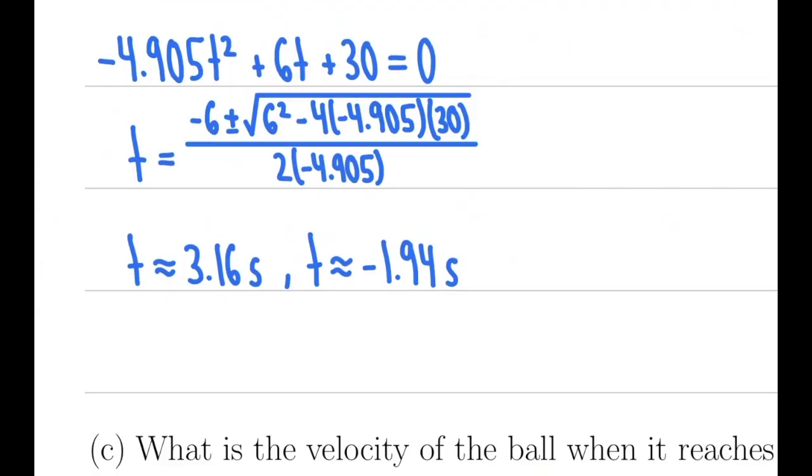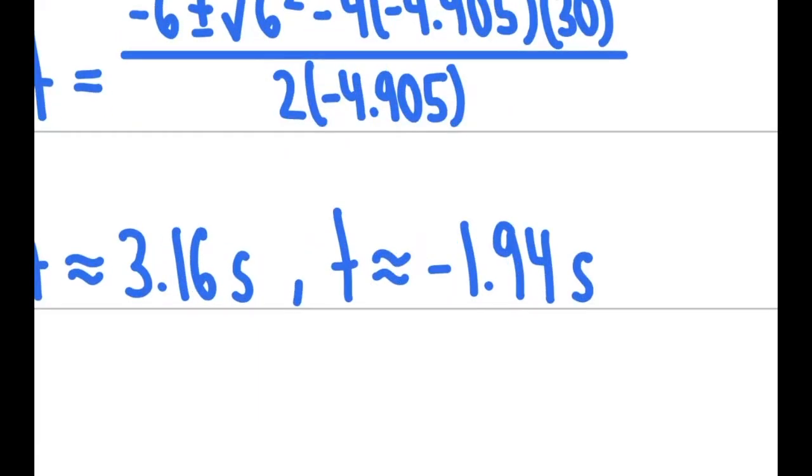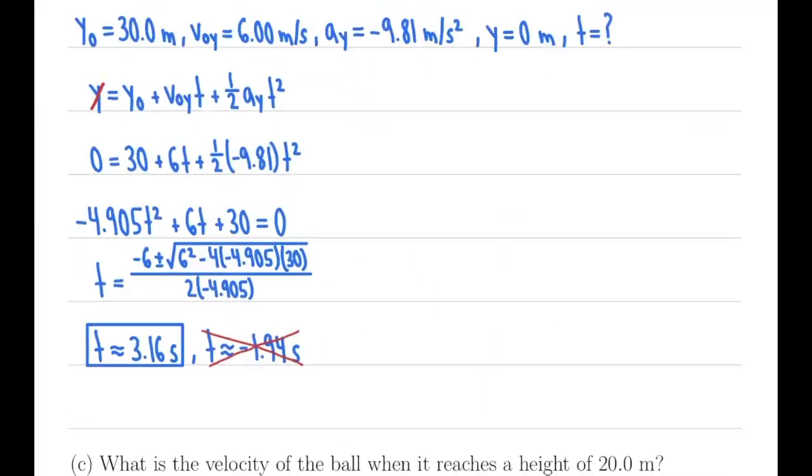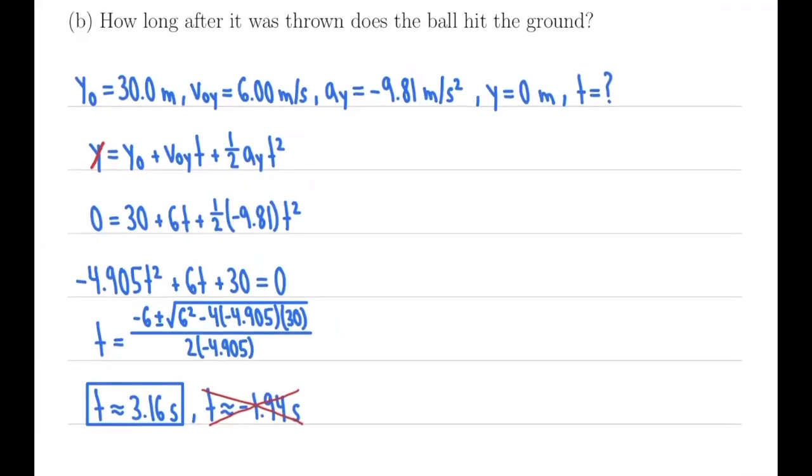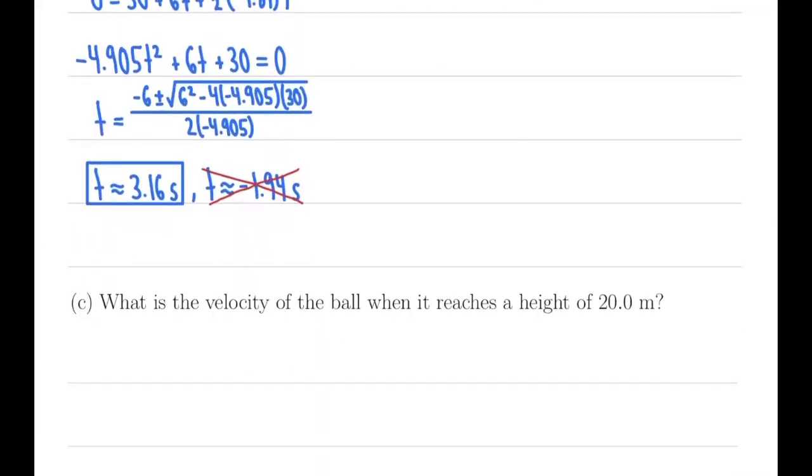I just watched Back to the Future, so I'm gonna go with the second option. Yes. We can't have negative time, so we're gonna ignore that solution. So that's the time it takes for the ball to hit the ground. So 3.16 seconds. All right.